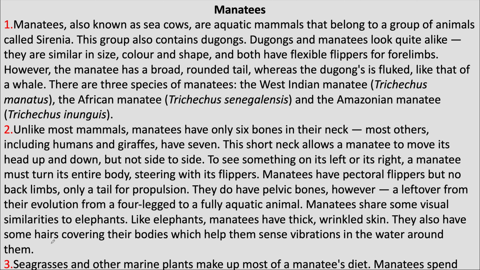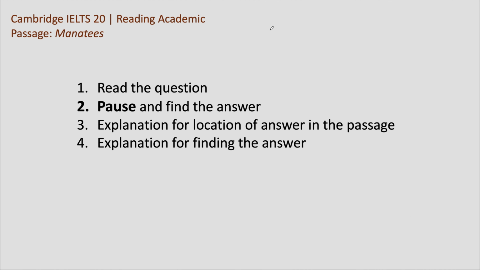Let's solve this IELTS academic reading passage from Cambridge IELTS Book 20. The title of the passage is Manatees. The first sentence tells us that manatees are aquatic mammals. In simple words, they're animals that live in water. We'll solve the questions together.